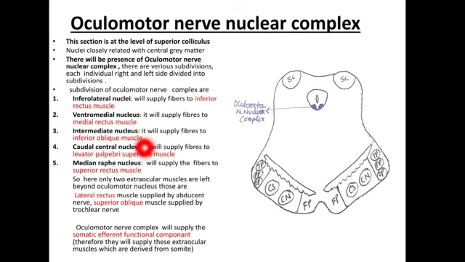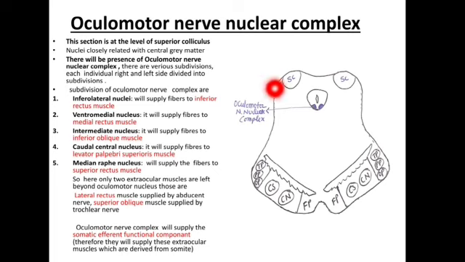Number 5th subdivision is median raphe nucleus, which will supply fibers to superior rectus muscle. So here only two extraocular muscles are left beyond the oculomotor nucleus. Those are lateral rectus supplied by abducent nerve and superior oblique supplied by trochlear nerve. So this oculomotor nerve complex will supply the somatic efferent functional components. Therefore, they will supply these extraocular muscles which are derived from somites.